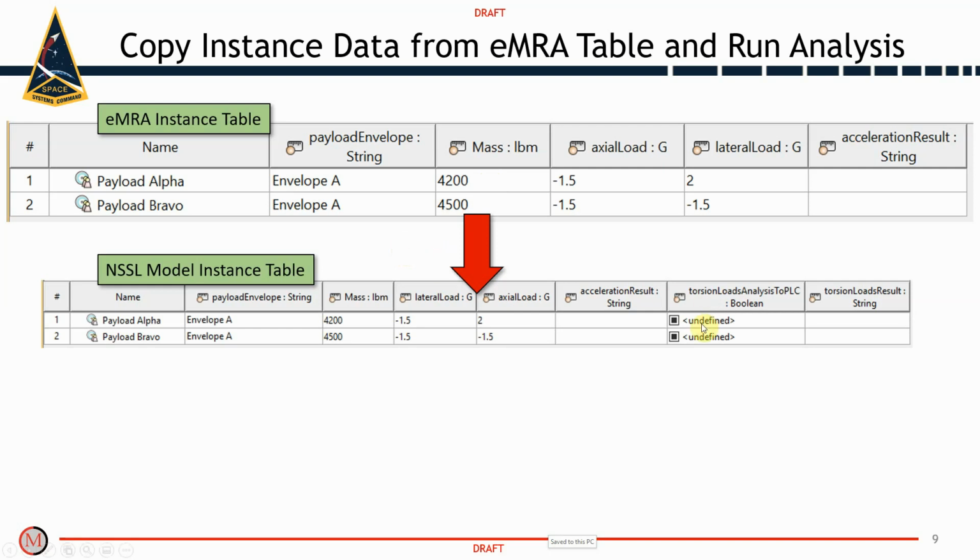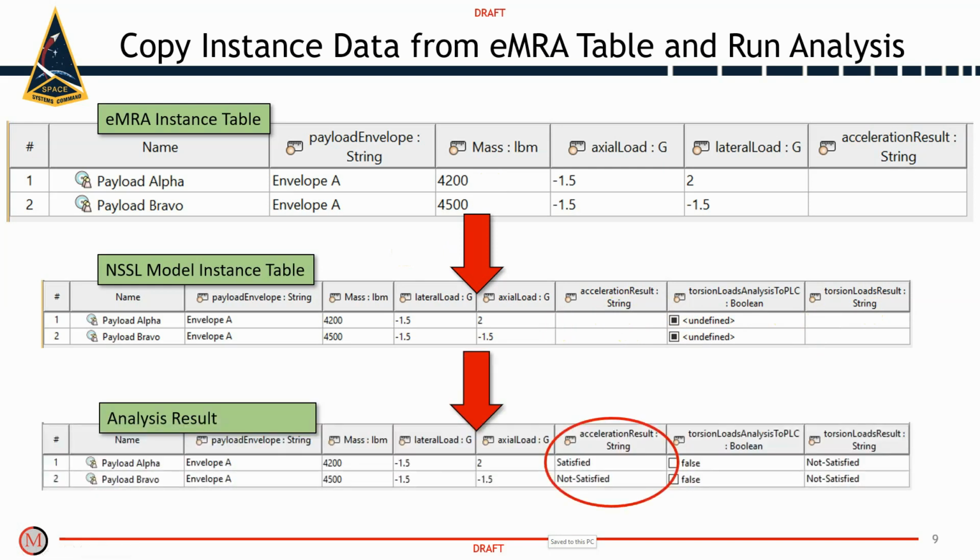You can see that there's some additional columns, acceleration result, torsion loads analysis, torsion loads result. We're not going to do the torsion portion, but just the acceleration result. And then we can run the simulation within the NSSL model, and it will give us a result.